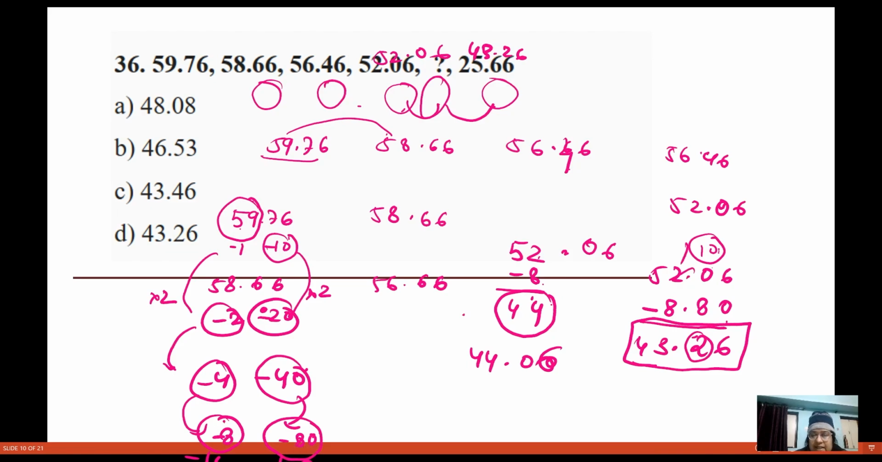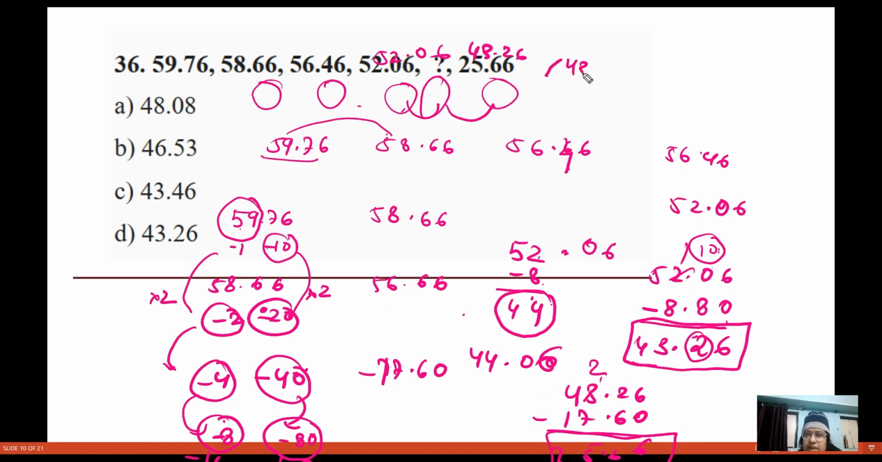So minus 160, but minus 160 is what? 1.60. So we will subtract minus 17.60. Okay, we are just checking it because we are developing logic here. So we are checking that as well. So 43.26 minus 17.60. So 6, and this is going to be 6, and this is going to be 2, and this is going to be 5, and this is going to be 25.26. So this is 43.26. Okay, this is 43.26.